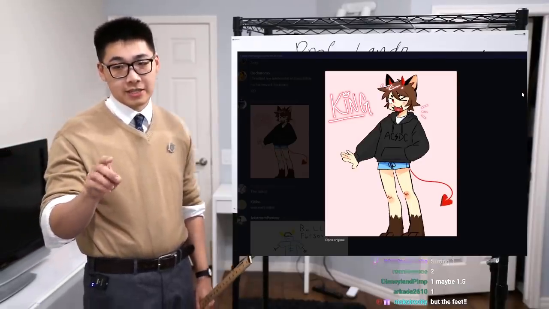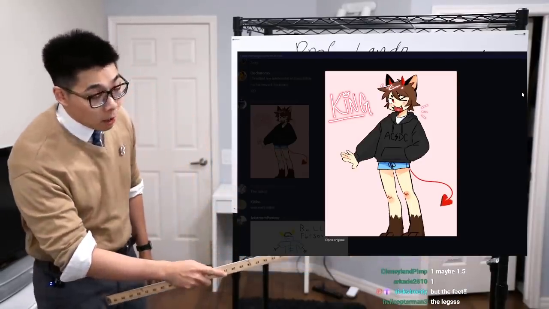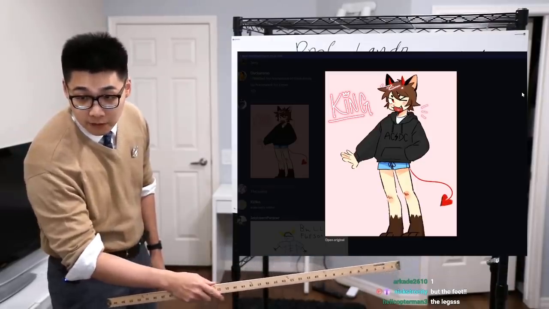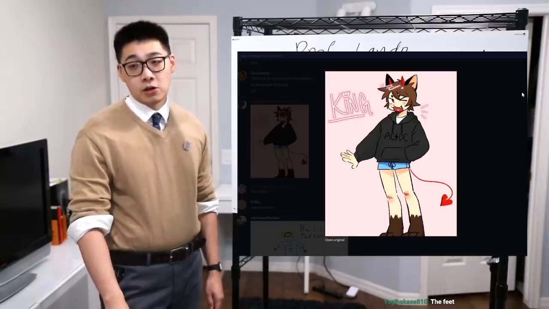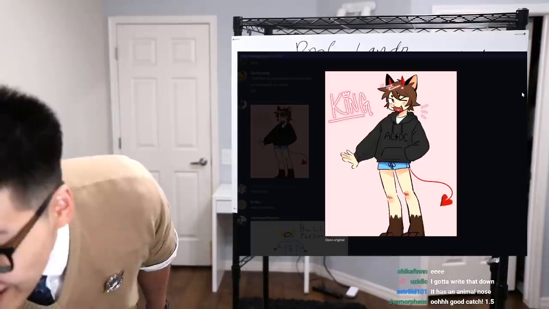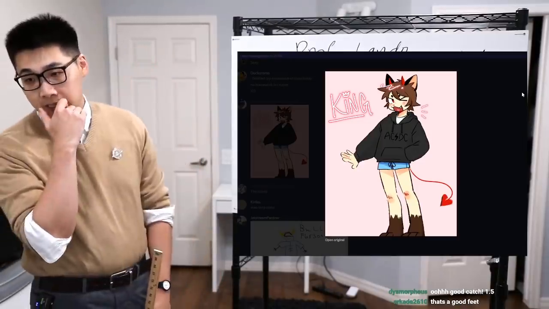Yes, Nixtrosity, I see that. The feet are furry. The feet are furry right there. It's got to be a 2. That's tricky. Expect that on the test. You know, on the exam, the midterm, which is in, I don't know. Yes, the animal nose. That's a good catch.